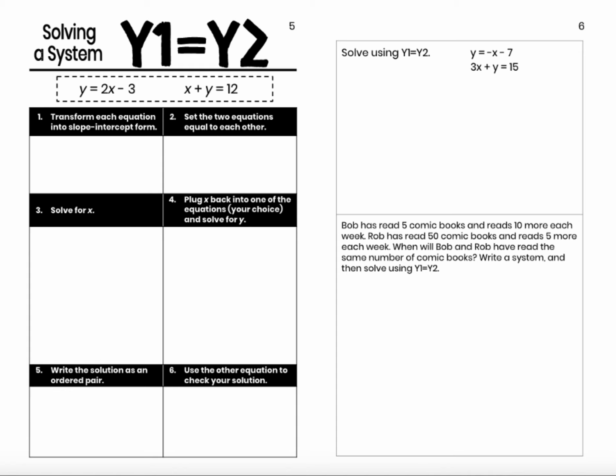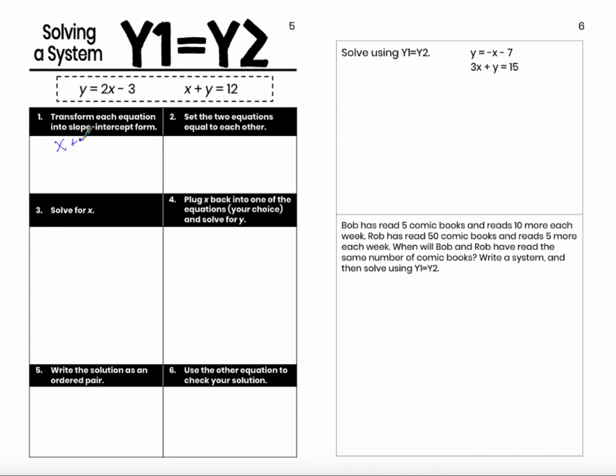On pages 5 and 6 of our Unit 5 notes, we are solving systems using a method called y1 equals y2, which is really just a particular type of substitution. y1 equals y2 is used when both equations are either already written in slope-intercept form or can easily be transformed into slope-intercept form. So if we look at this example, we already have the first equation in slope-intercept form, and the second equation can easily be transformed into slope-intercept form.